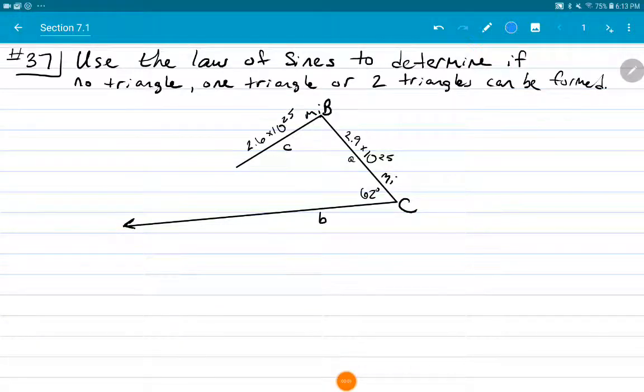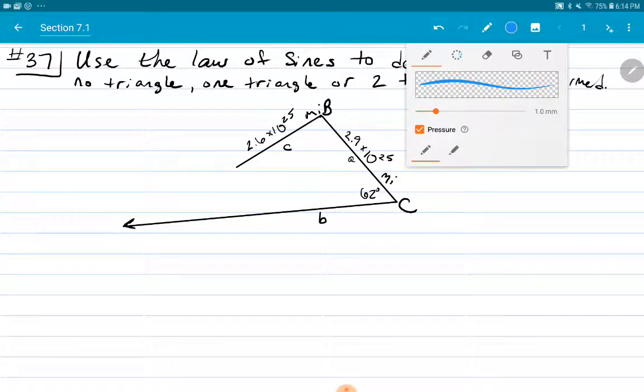In this problem, we're going to use the law of sines to determine if this triangle has one solution, no solutions, or two solutions. We're given one fixed angle. Angle C is fixed.